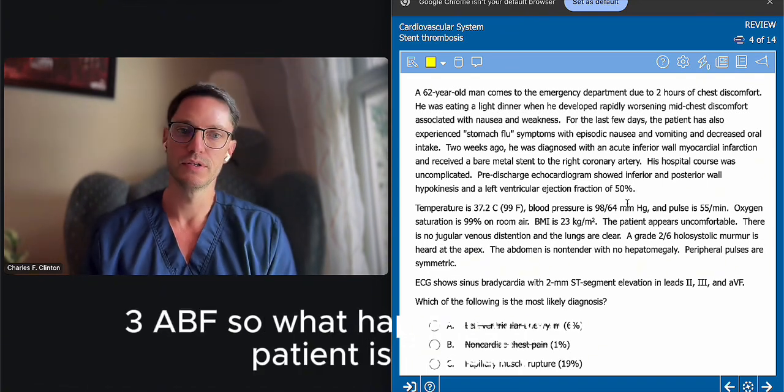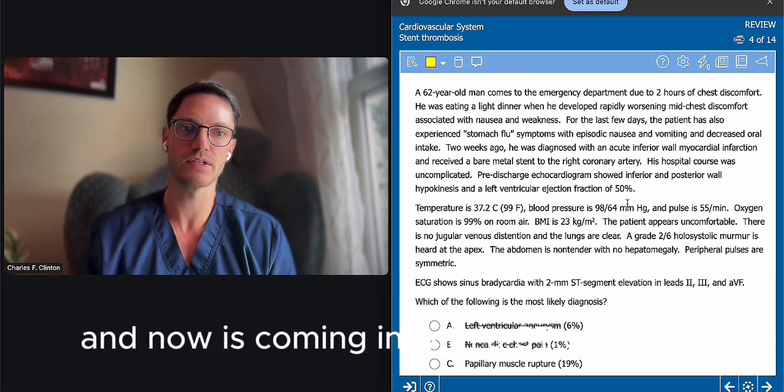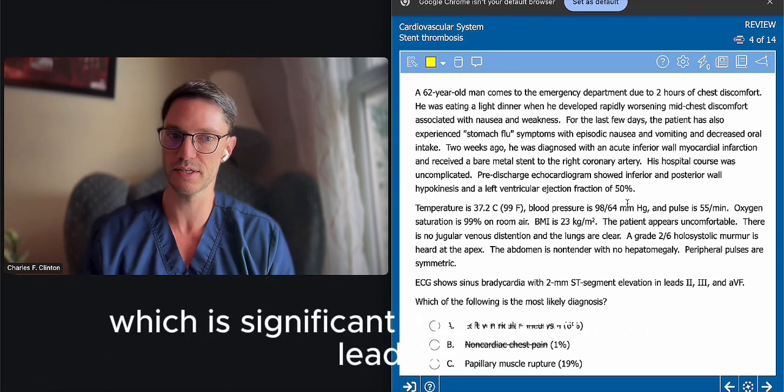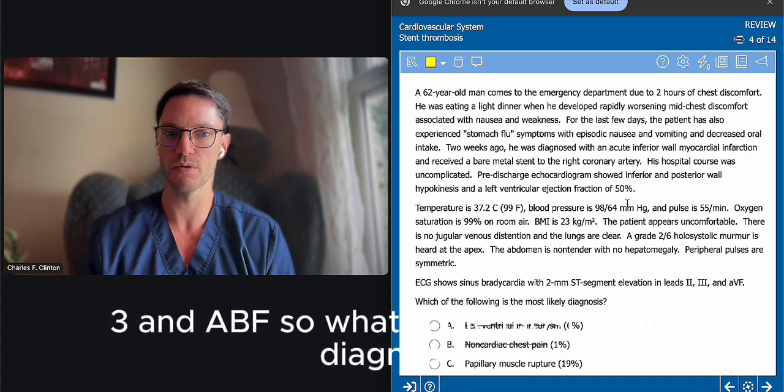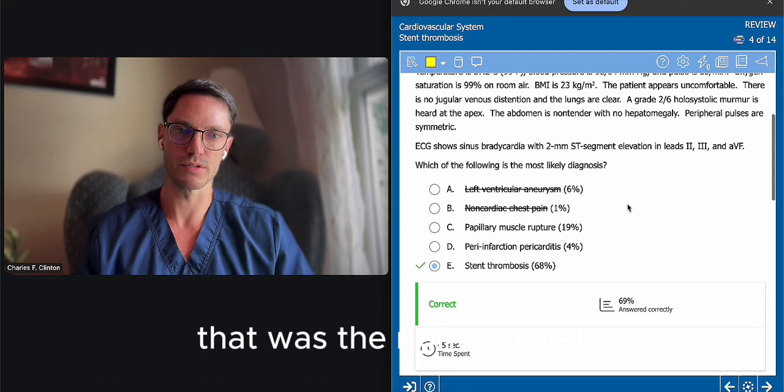2, 3, AVF. So what happened with this patient is basically the patient had a bare metal stent placed 2 weeks ago, and now he's coming in with ST elevation, which is significant, 2 millimeters, in leads 2, 3, and AVF. So what is the most likely diagnosis? Thrombosis, right? You think there was acute thrombosis of the stent. That was the right answer.